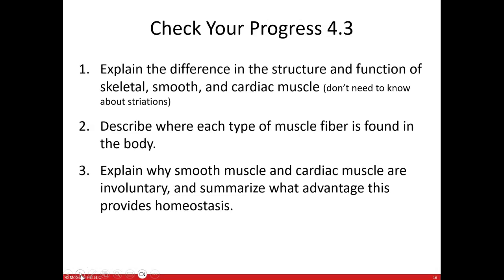Let's see. Yeah, so you can look at these. We didn't really talk about how muscle can contribute to homeostasis, but we're going to talk about homeostasis in the next, before this chapter is over. So maybe you can come back to that and see if you can figure that one out.